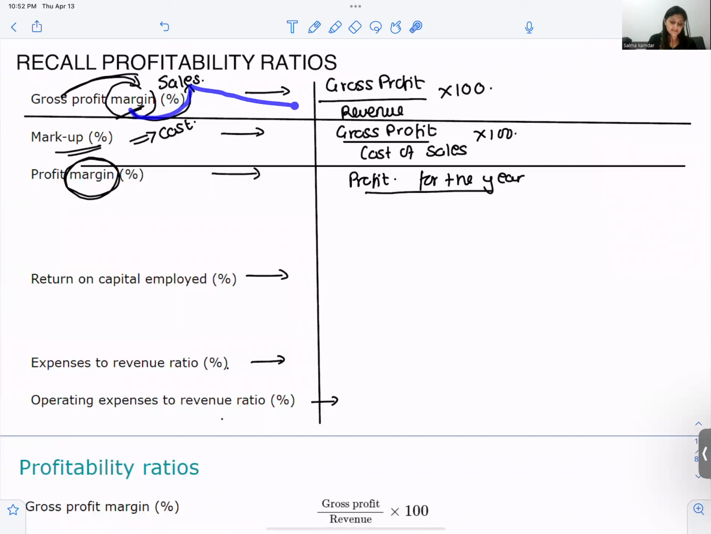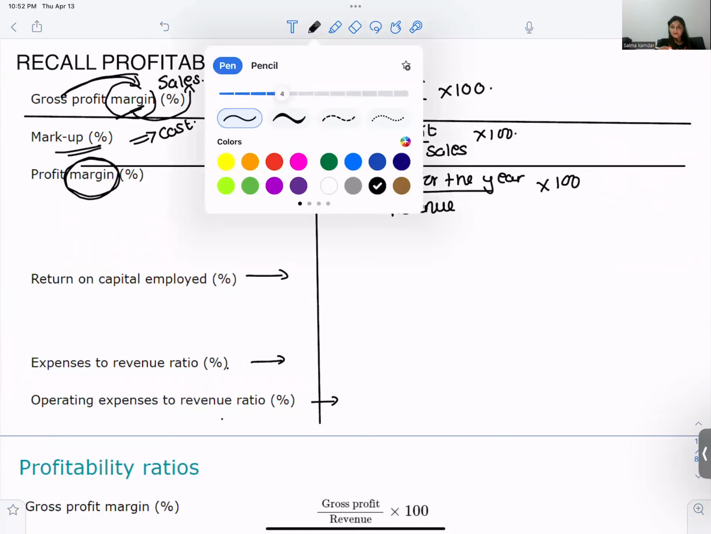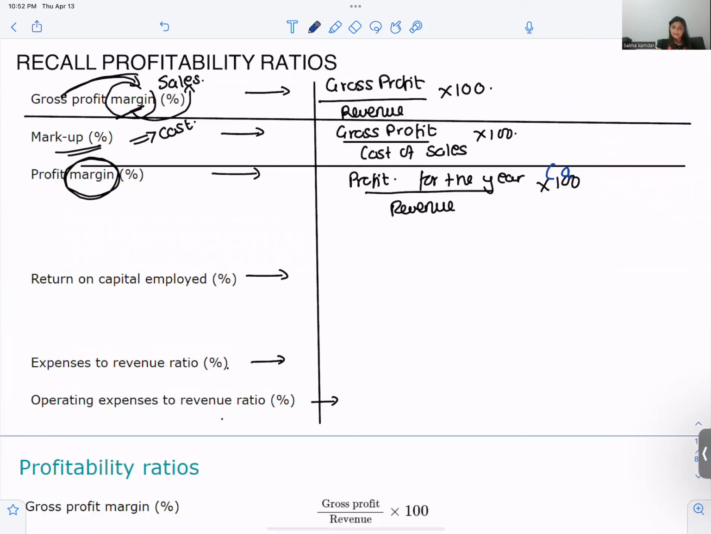Margin is on sales. Okay. Markup is on cost. So this is margin. Margin will be on sales. So it is profit for the year over revenue into 100. This is the profit after interest. Always keep that in mind. Okay.